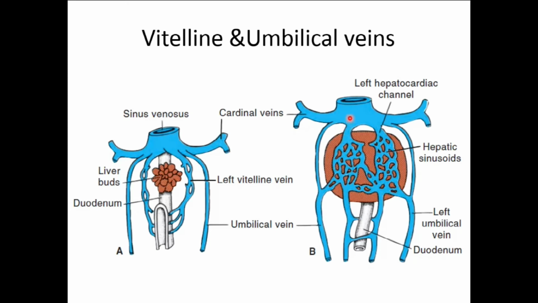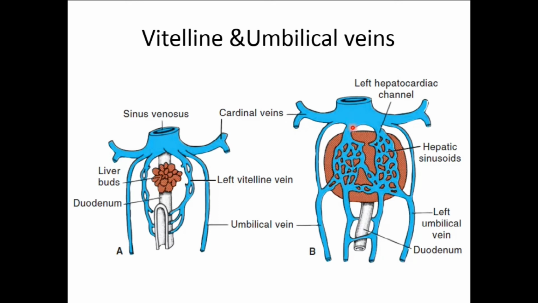Vitelline then reaches the sinus venosus. So, that means the blood which is present in the Vitellines will first flow in the hepatic sinusoids, and then it will reach the sinus venosus.